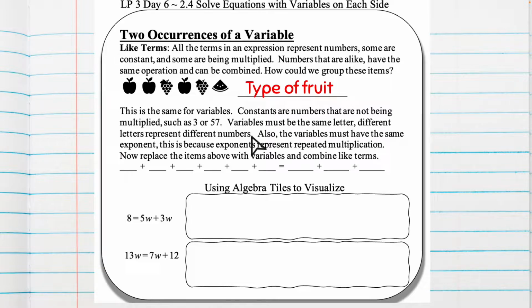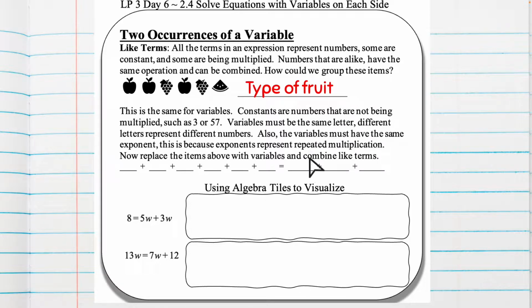Also, the variables must have the same exponent. This is because exponents represent repeated multiplication. I don't know if I actually wrote that off to the side here. But what I mean by that is, if I have x and x, those represent the same number, and I can combine those. I can add them together because they're the same. But if I have x and x squared, those are no longer the same, because x is not being multiplied, but x squared is. A square means I'm multiplying it by itself. It means x times x. So it's no longer the same operation anymore. Now I'm multiplying it by itself, and I wasn't multiplying the first x by itself. It's just x. I know that's kind of a lot out loud.